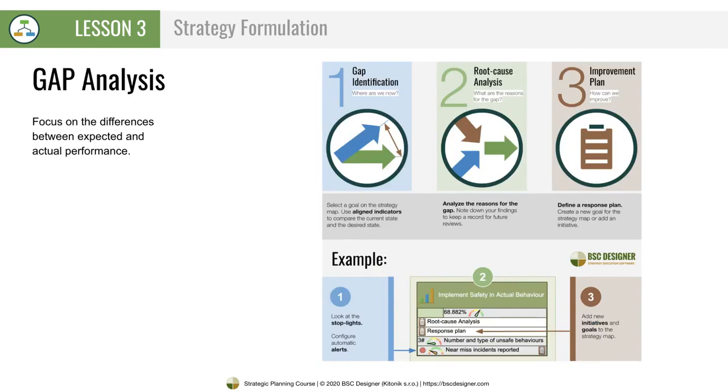Gap analysis. Gap analysis helps to find strategic hypotheses by focusing on the difference between the expected and actual performance. The process of this analysis includes 3 steps. 1. Gap identification, understanding where the organization is now and how its actual performance compares to the expected performance. 2. Root cause analysis, understanding the reasons for the gap. 3. Developing the improvement plan.